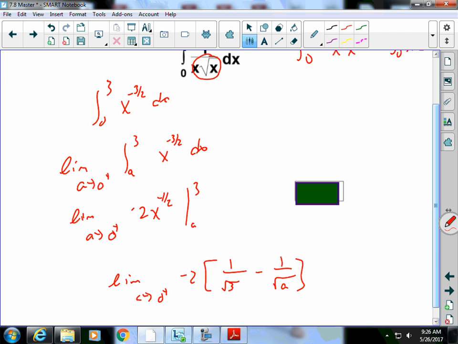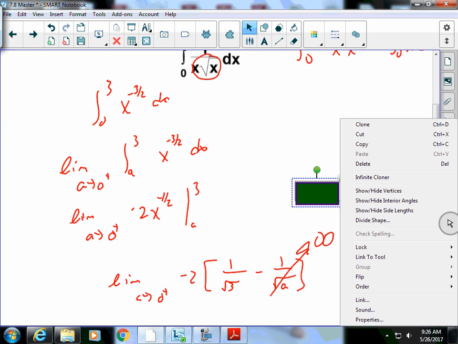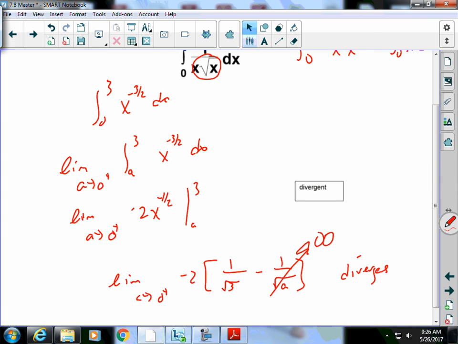Well, as a gets smaller and smaller and smaller, the whole thing is going to approach infinity, correct? If that's the case, it doesn't matter that the right-hand side approached a specific number. I can't add them together, and it diverges. So this is a divergent problem.